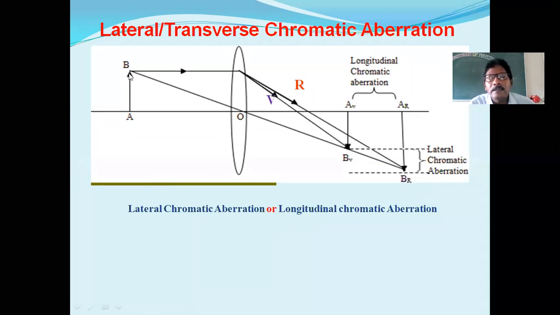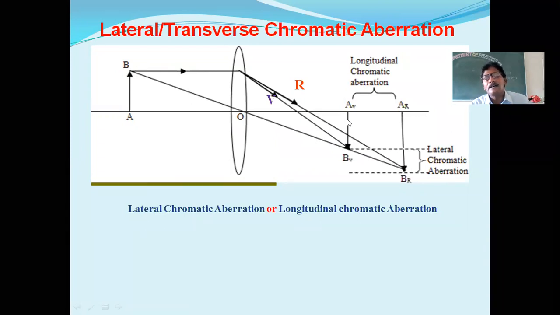And the light ray which is passing through the center of the lens is passed undeviated. The point of intersection of these two rays gives us the point of image. So here the violet colored image is formed and here the red colored image is formed. The violet colored image is AVBV and the red colored image is ARBR.